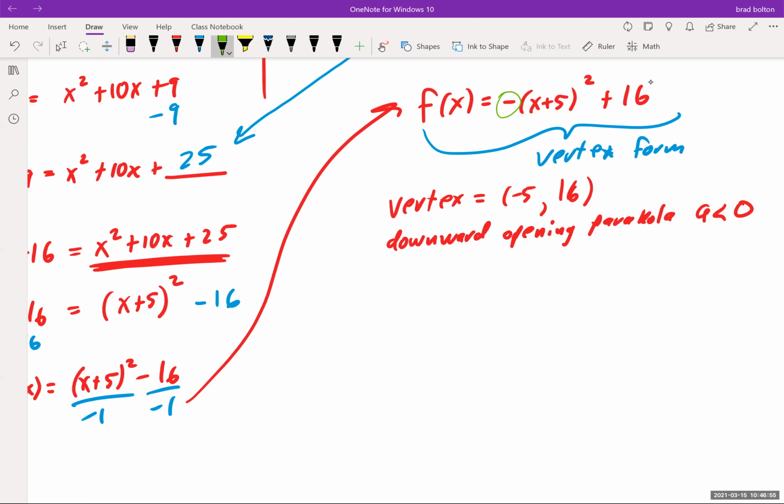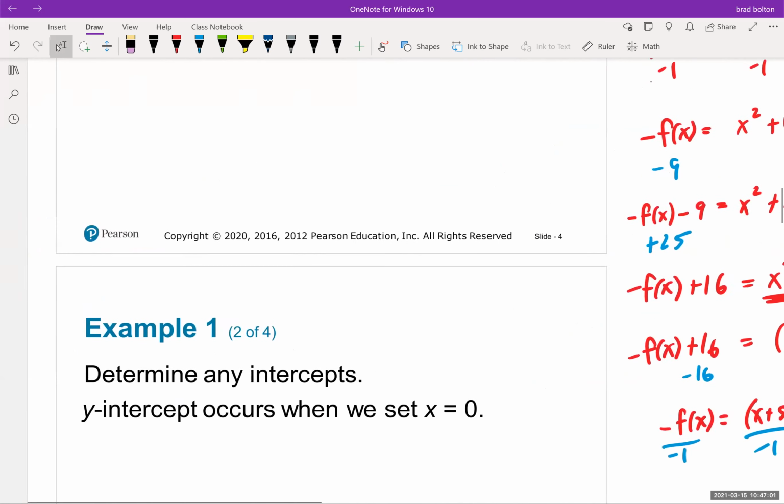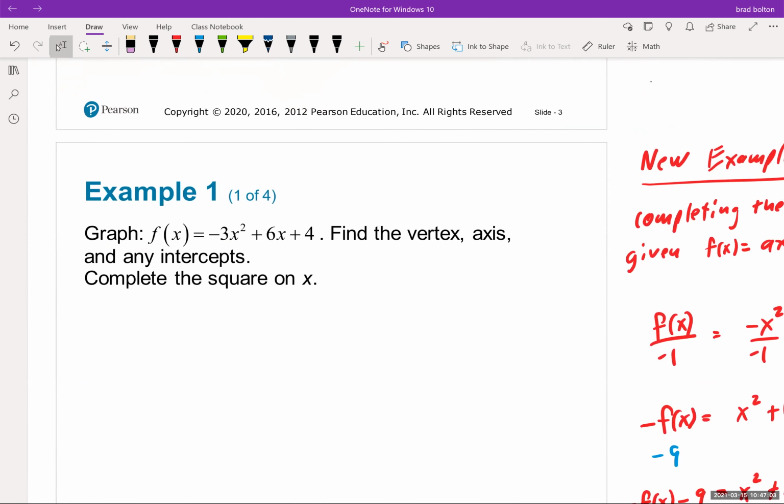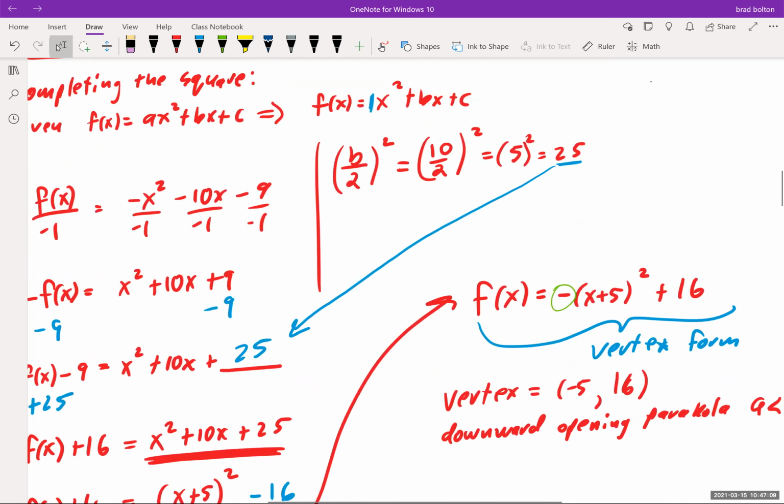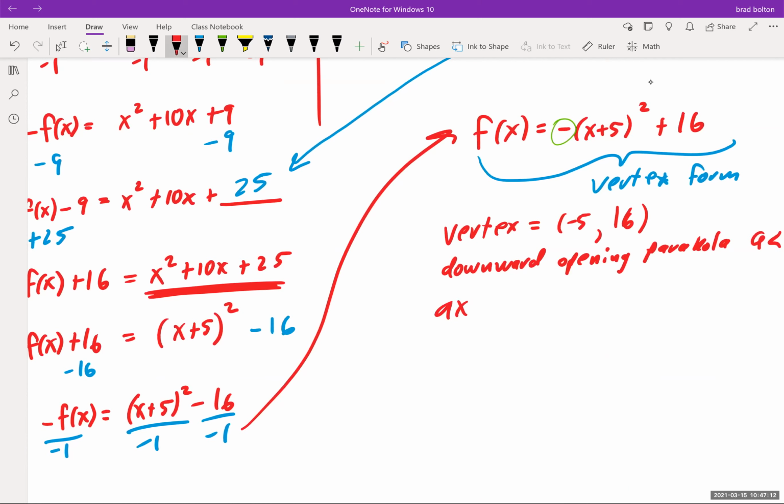Now, they also wanted to know x-intercepts and y-intercepts, right? So for this previous problem right here, they said find the vertex, axis of symmetry, and any intercept. So we need to find the x and y intercepts. So let's first do the axis of symmetry. We know that that is x equals -5, right? So let me just plug something in on my calculator real quick. So negative parentheses. I'm going to plug this into my calculator just to verify everything. Oops.